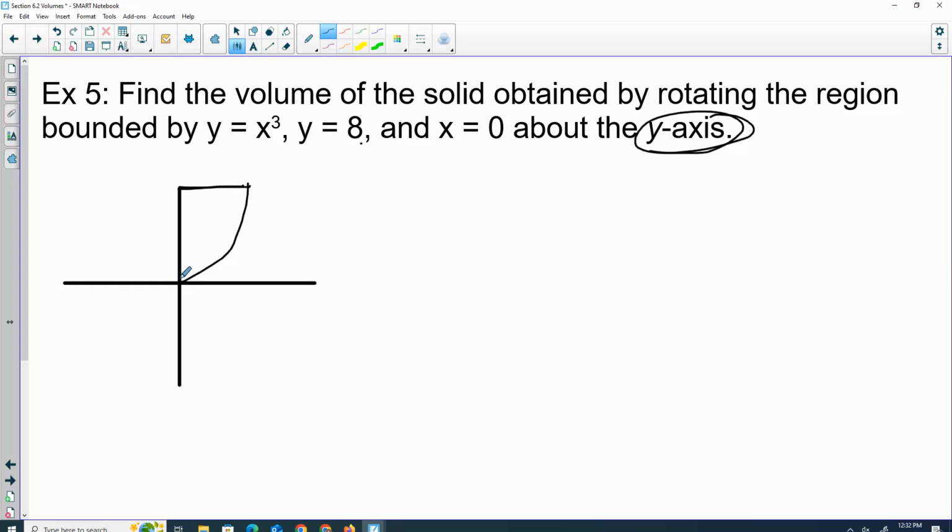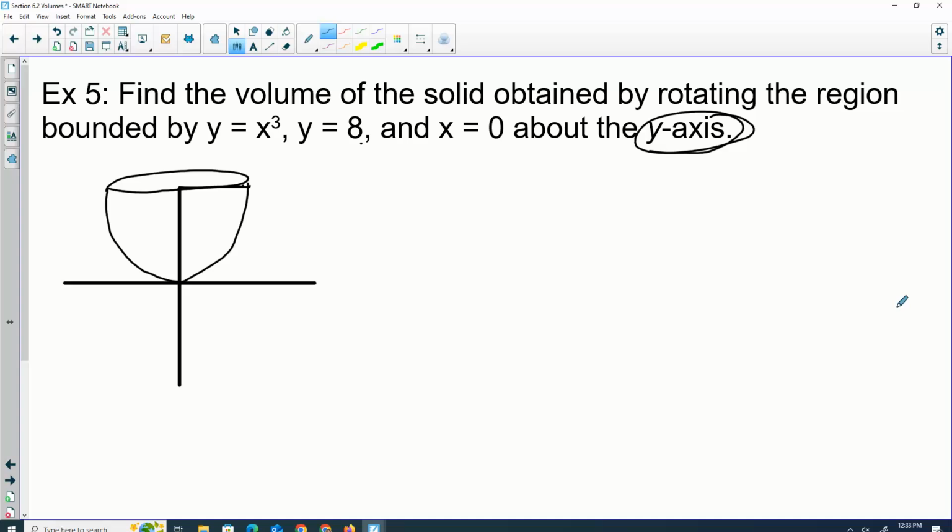So if I rotate that around the y, it's going to look like half a lemon. You see that's different than if I rotated it around the x-axis, right? So what axis we rotate around is important. Yes, we rotate around the y.